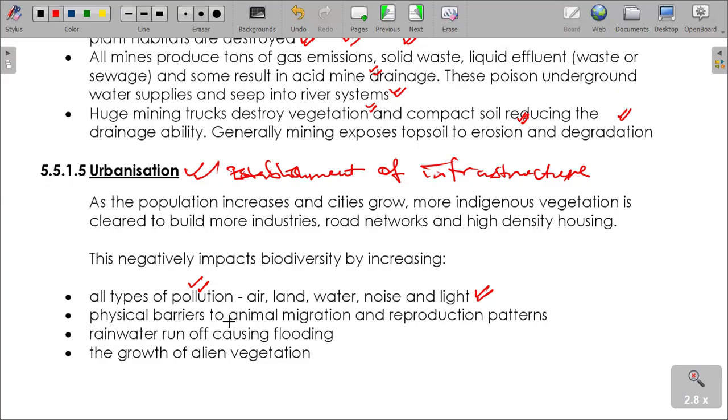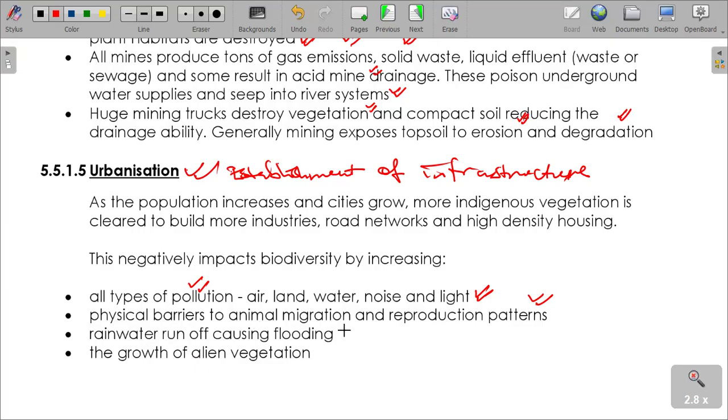Physical barriers to animals for movement and reproduction patterns. Physical barriers are actually created. People are very selfish when they establish their settlement. They would never want to see any natural animal or wild animals in those areas. They are killed. They are fumigated, every form of destruction that can be done, which can cause them to migrate or even to fail to reproduce. They are done in order to get rid of them, which is also a negative impact on what? On biodiversity.